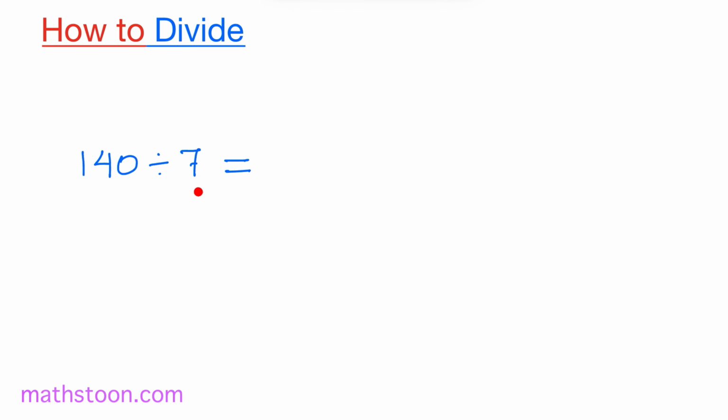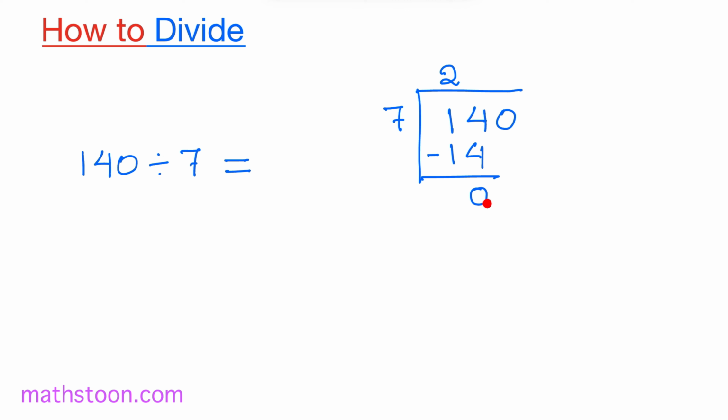In this video, we will learn how to divide the number 140 by 7 using the long division method. Now see that this 1 is less than 7. That is why we will consider the number 14. From the multiplication table of 7, we know that 7 times 2 is equal to 14. Subtract, we get a 0. Now see that this 0 is less than 7. That is why we will bring down this number 0 here.